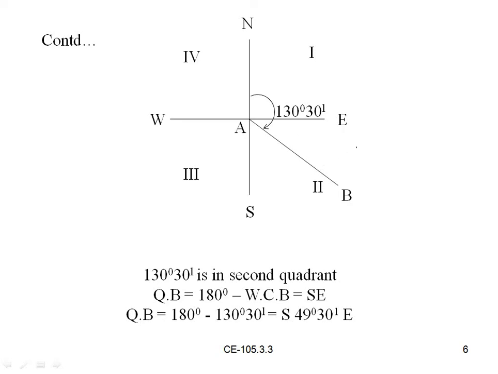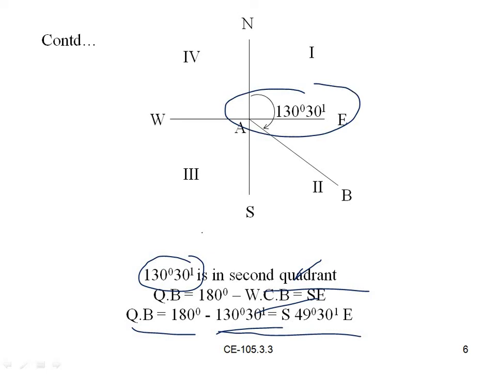You can see we have four zones. Suppose 130 degrees 30 minutes is in the second quadrant. Then quadrantal bearing is equal to 180 degrees minus whole circle bearing, that is 180 degrees minus 130 degrees 30 minutes. So 130 degrees 30 minutes is equal to south 49 degrees 30 minutes east. It is in the second quadrant.